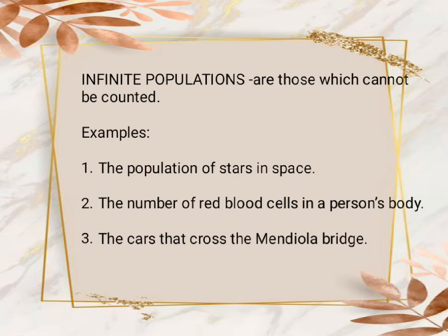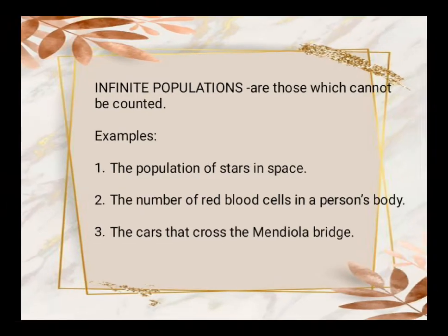Examples are number 1, the population of stars in space. Number 2, the number of red blood cells in a person's body. Number 3, the cars that cross the Mendiola Bridge. Another example is births of insects, as one cannot calculate the birth of insects easily.